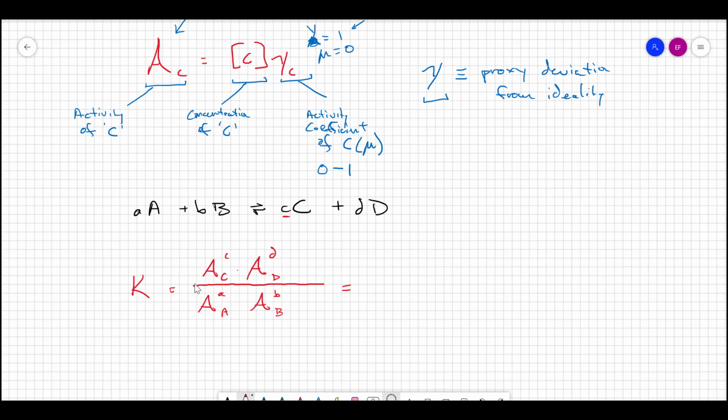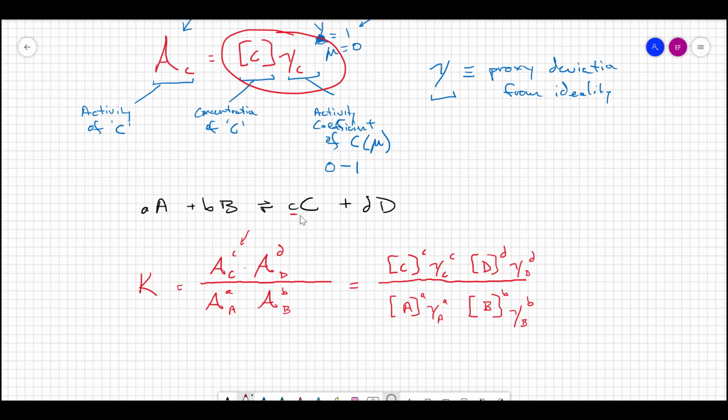The other way to explicitly write that would be to break out each one of these activity terms in terms of its actual concentration and activity coefficient terms. So let me do that really quick. That would look something like this, where we have the concentration of C to the C-th power, to that coefficient there, multiplied by the activity coefficient. But what's important to note is that that activity coefficient is also scaled by the same power, C.